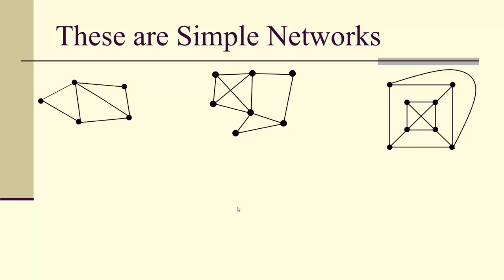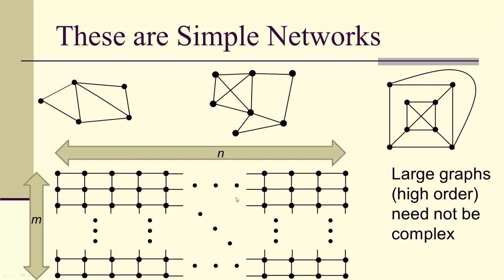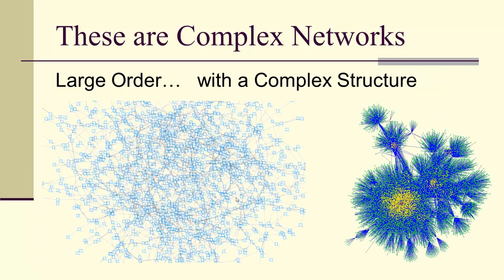So here's some simple networks, very low order. Here's a simple network. It's very high order. M and N could both be 10 to the 50th. But this is not a complex network. It's actually just a grid graph. Large, but not complex. These, however, are the kind of networks we look at when we study big data.